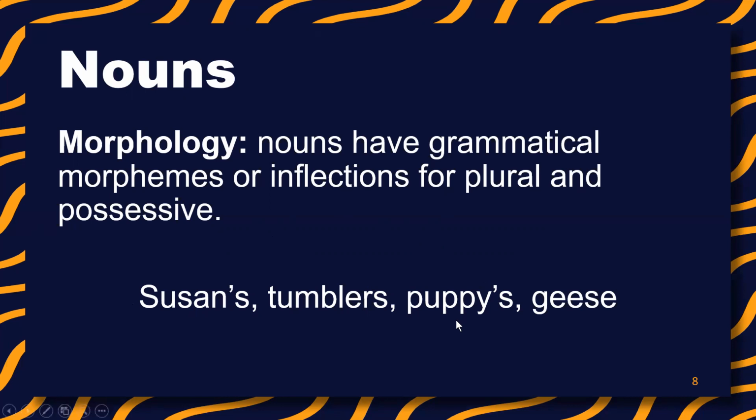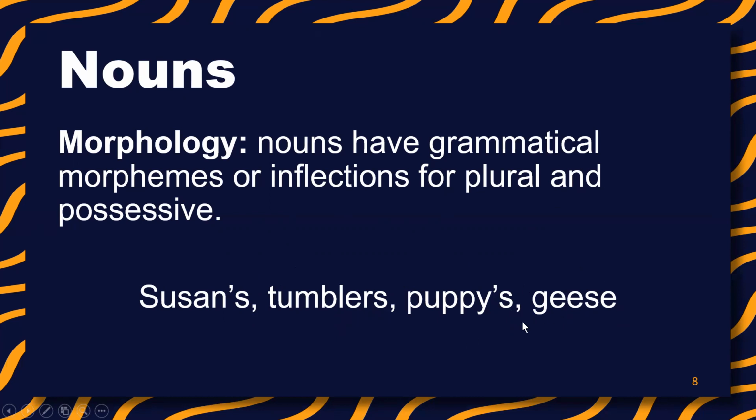So it is the same, this is still a noun, even with the apostrophe S, Susan's is still a noun. The apostrophe S just shows possession. Susan's bag shows ownership, that the bag is owned by Susan. Puppy's bone, for example, that the bone is owned by the puppy. We also have tumblers and geese. For the plural, the pluralizer, for example, forks. We add S for most nouns to signify their plural form.